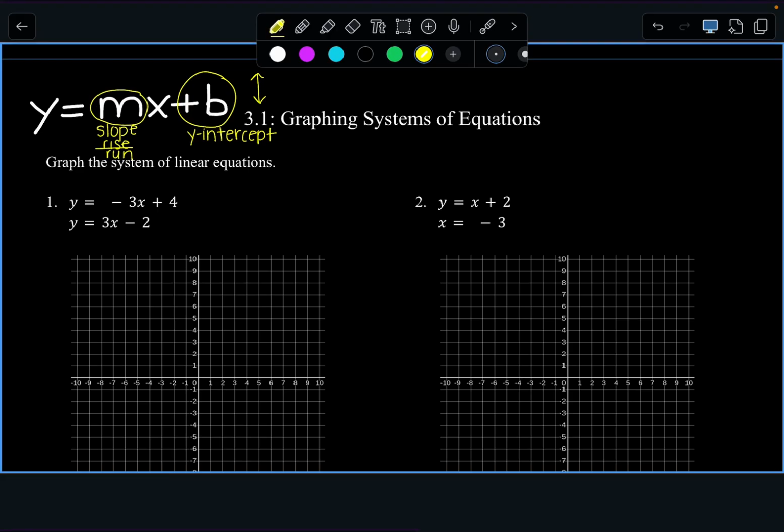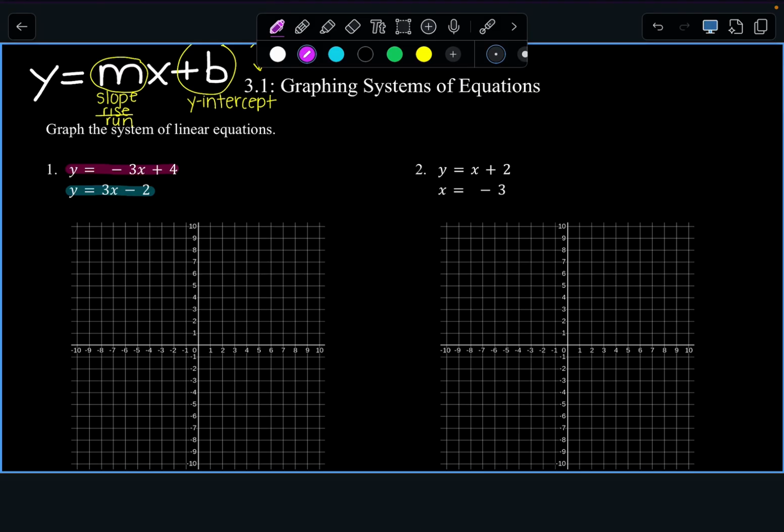So looking at this format, I'm going to use two different colors to be able to graph these just so you can see the difference between them. So question number 1, we have y equals negative 3x plus 4. Our y-intercept is plus 4, so we're starting up 4 on our graph.